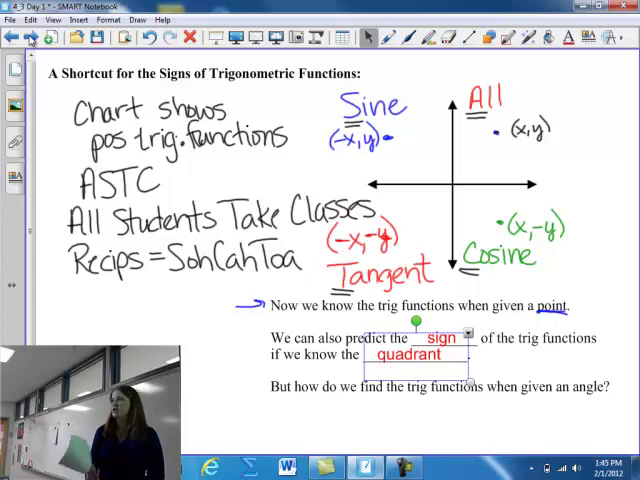You should know all students take classes. You should know, what else did we cover? Coterminal angles. And we covered positive and negative angles, and what to do when you have an ordered pair. And that's about it.